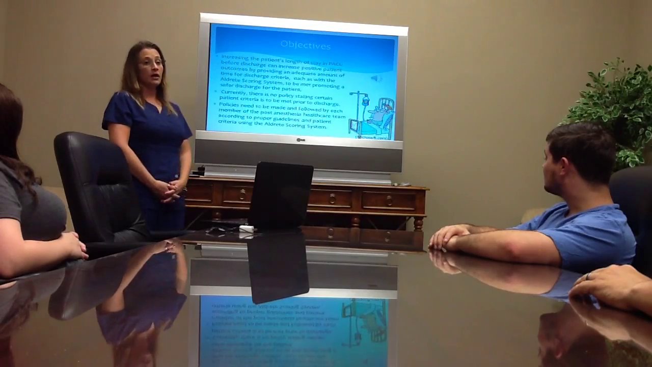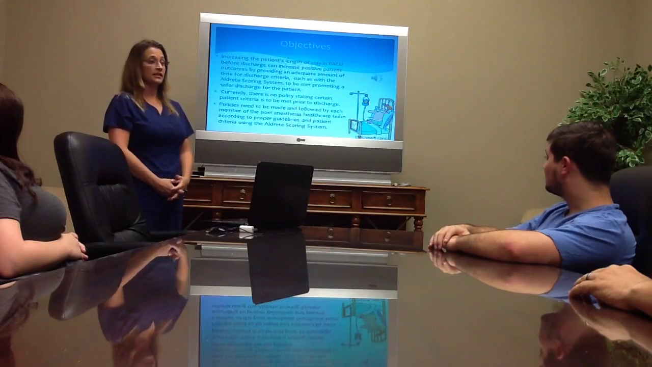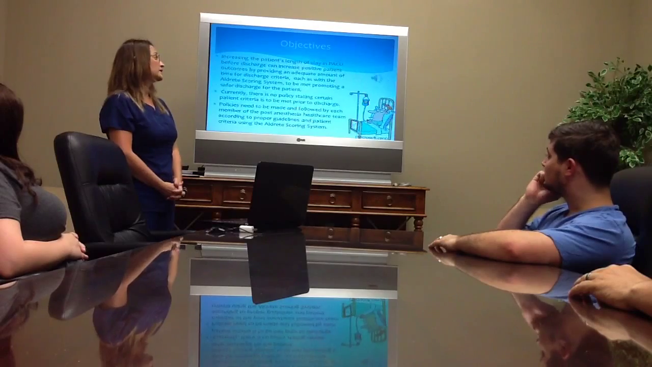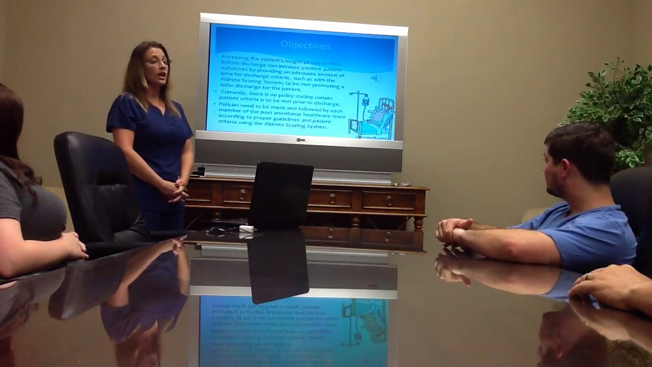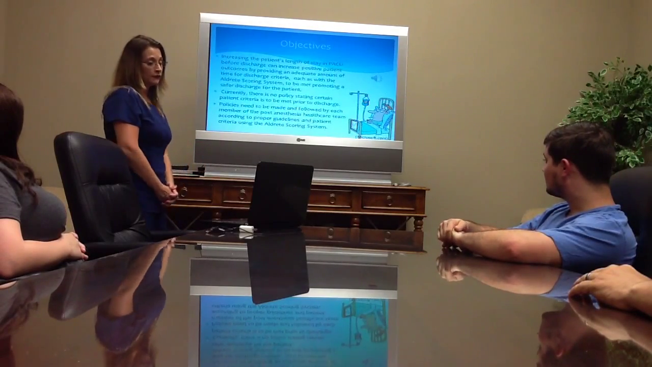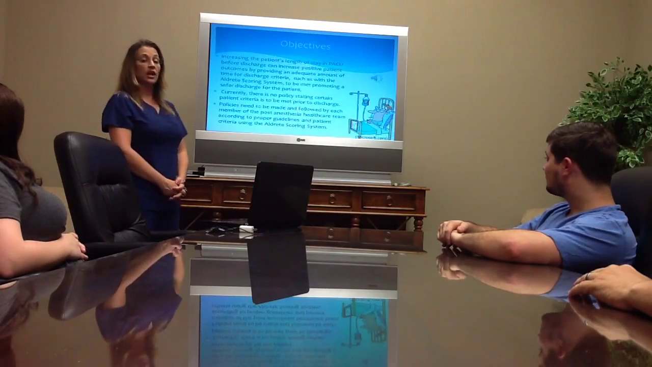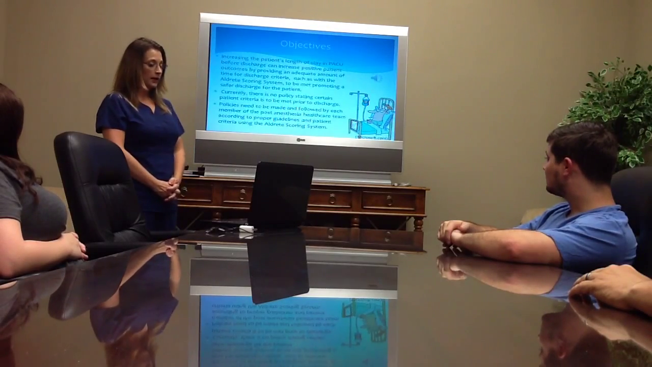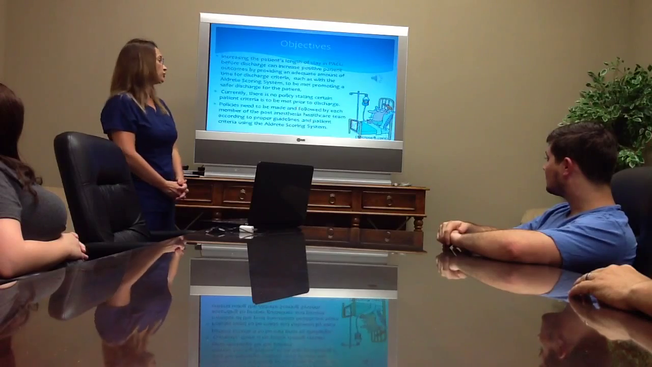Currently, we do not have a policy set in place that says the patient has to meet this criteria before being discharged. Policies need to be made and followed by each member of the post-anesthesia healthcare team according to proper guidelines and patient criteria using the Aldrete scoring system.